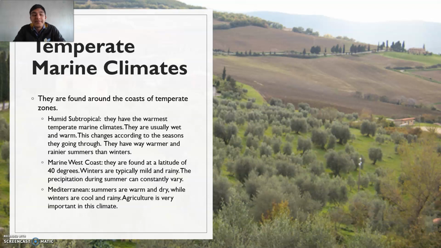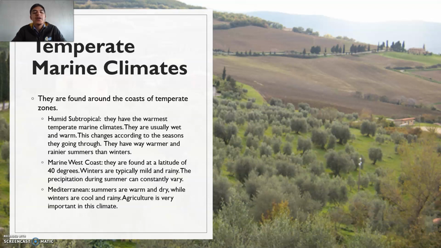Humid subtropical is the first classification, and they have the warmest temperate marine climates. And they are usually wet and warm. This changes according to the seasons they go through. They have way warmer and rainier summers than winters. So in the classifications that we're going to have right here, we are going to be combining summer as well as winter. And just like we mentioned here in humid subtropical, they have very warm and rainier summers and winters.